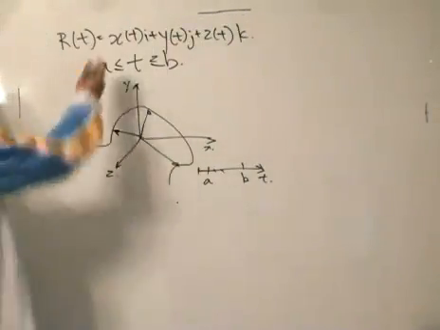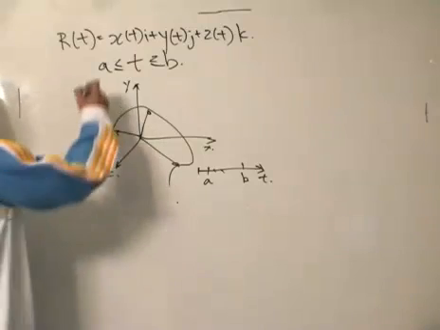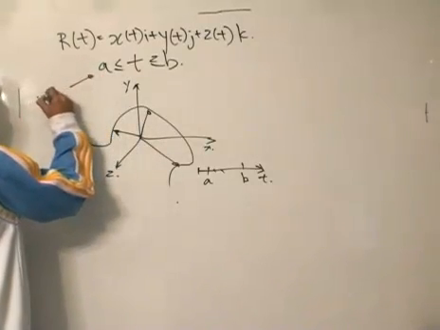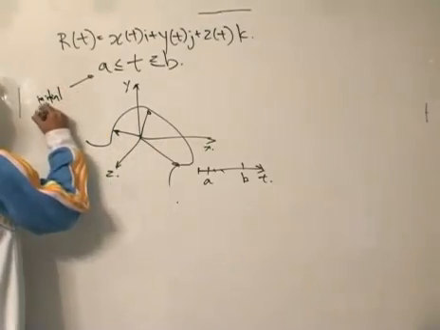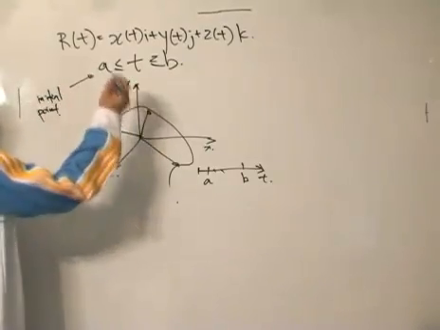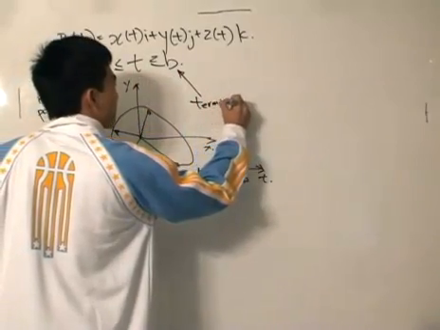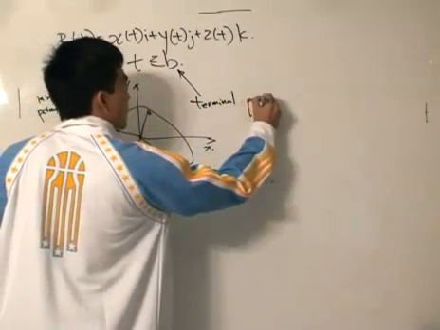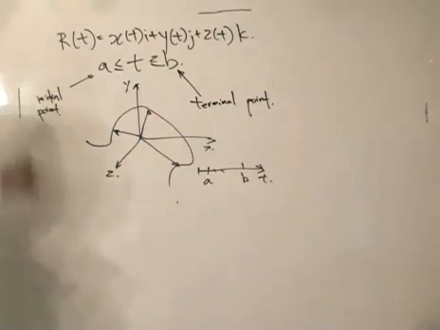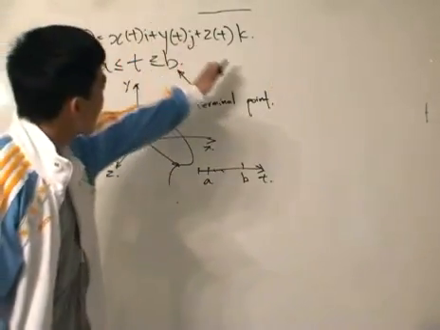Okay, so you've got the parameter A over here. Now A is what we call the initial point. Okay, and B is what we call the terminal point. Not a problem at all. So we go from the initial point to the terminal point.